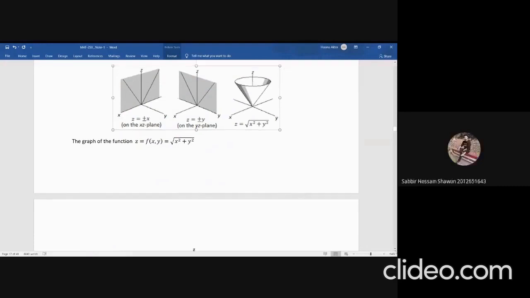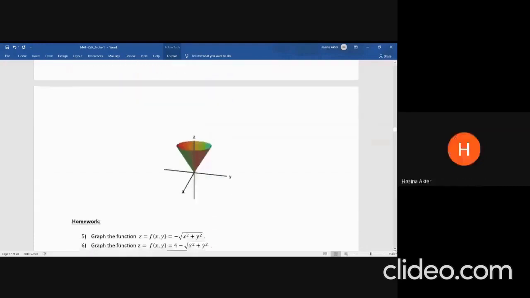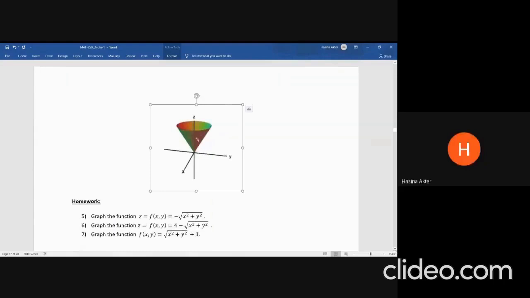Yes, ma'am. So this is the 3D image. This is how it looks. Well, the height of the cone is infinity, since the range of the function is greater than or equal to 0. That means there is no upper bound, so it goes upward indefinitely. Do you understand that?